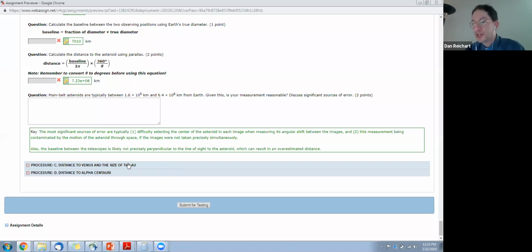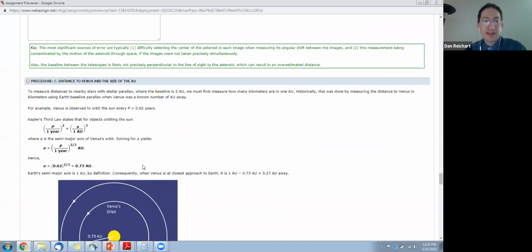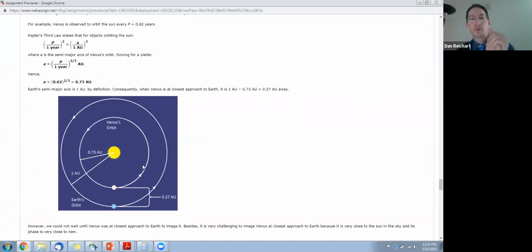And we're going to do this 2 more times, once to Venus to establish the astronomical unit, and then to Alpha Centauri. So it's going to be the same thing over again. Now, here's a little bit of background with Venus. I do this calculation in lecture in the simplified form. In the lab, we do it in this slightly more realistic way. So here's Kepler's third. People observe the orbital period of Venus, 0.62. So using Kepler's third, you can figure out that it's 0.73 AU from the sun.